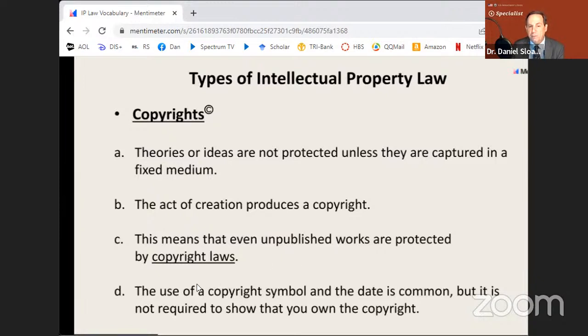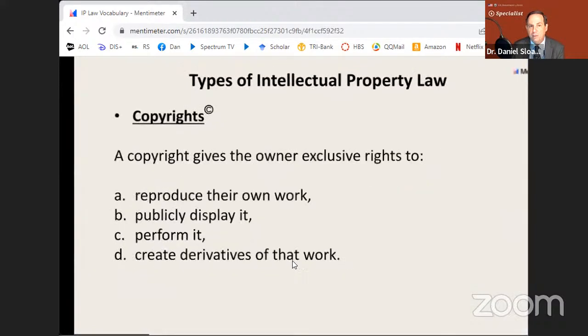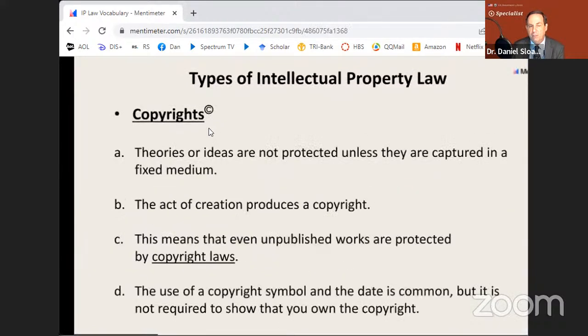The use of a copyright symbol in the date is common, but it is not required to show that you own the copyright. Again, this is in US law. So the use of a copyright symbol, like I showed you earlier, that little C at the top, is common, but it is not required to show that you own the copyright.